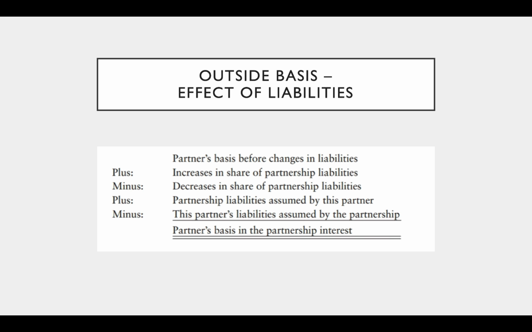So let's first start talking about liabilities. We start with the basis before the change in liabilities, then we increase the basis by the share of partnership liabilities. We decrease the basis by a decrease in the share of partnership liabilities. We increase the basis by the partnership liabilities assumed by the partner. And then we subtract from the basis the partner's liabilities assumed by the partnership.